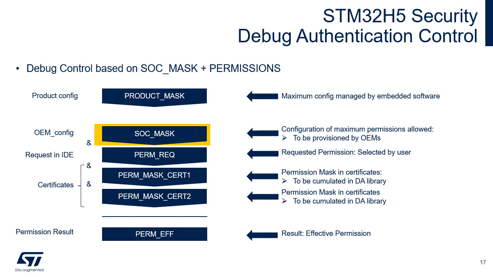The figure describes the steps required to compute the effective permission. The SOC mask is a static value set by the OEM defining the maximum permissions allowed. It is ANDed with the permission vector requested by the debug host. The resulting value is also ANDed with masks set by certificates accumulated in the debug authentication library. The final permission result determines the scope of authentication and restricts permissions that its holder can unlock.